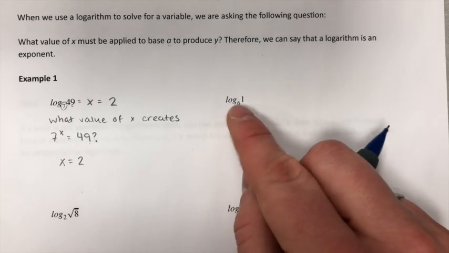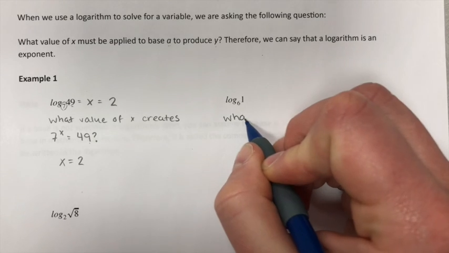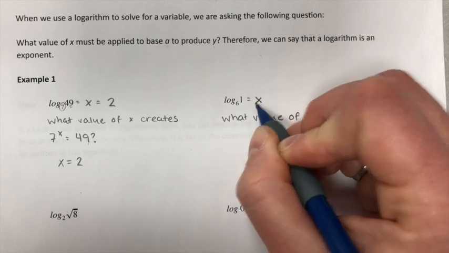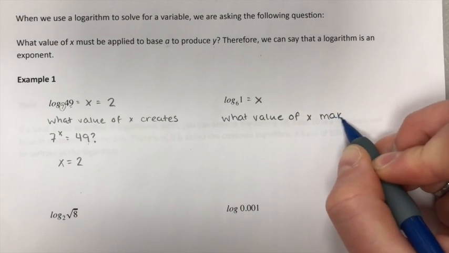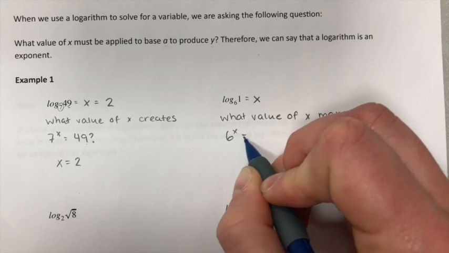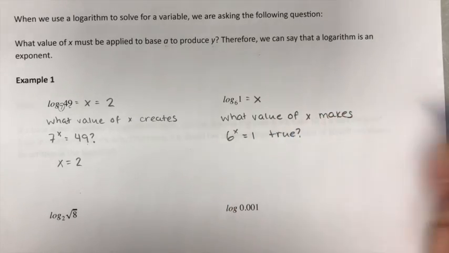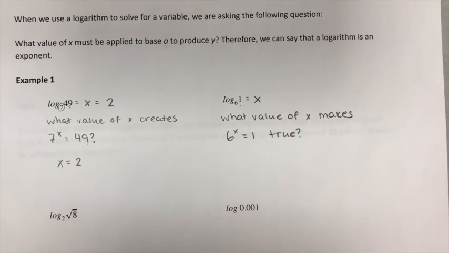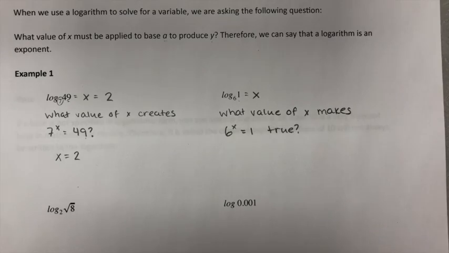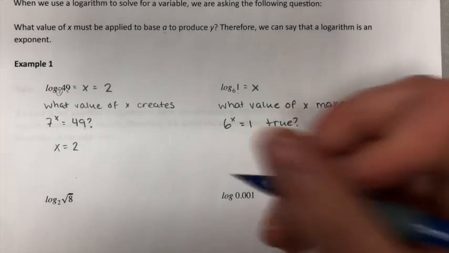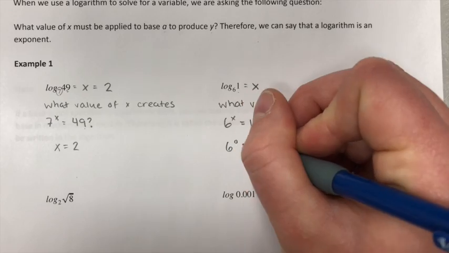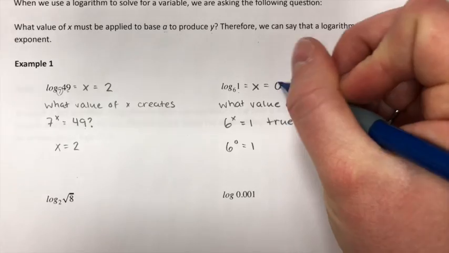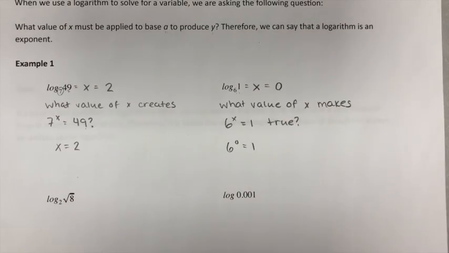If this is asking what value of x, and this is equal to x again, it makes 6 to the x equals 1 true, right? So what exponent do we need to raise the 6 to give us the 1 that we've been logging? If you remember all the way back to grade 9, anything to a 0 exponent is going to give you a 1. So the only thing that can make that true is 0. So log base 6 of 1 would be 0.